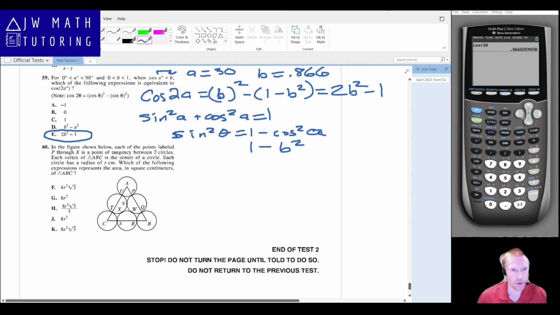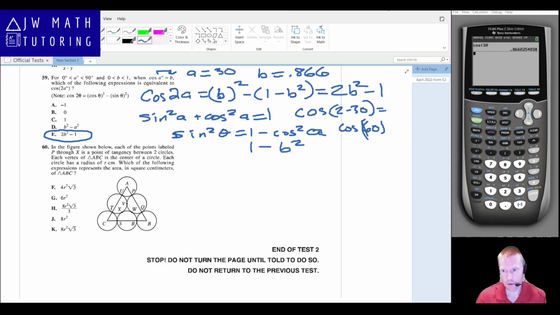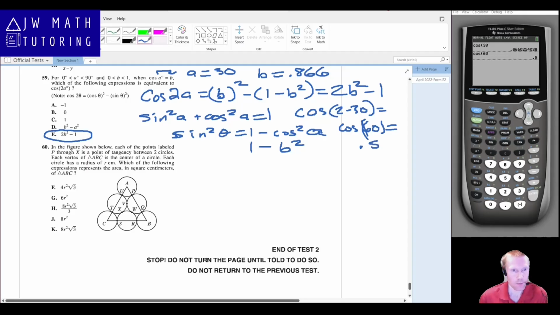So now, what's the cosine of 2 times A equal to? Well, A is 30, so the cosine of 2 times 30 is just the cosine of 60. So you can just plug that in to the calculator. We get 0.5. So now, when you plug in 0.866 for B, which of these is equal to 0.5? That's basically what we're checking against. It's obviously not A, it's obviously not B, it's obviously not C.